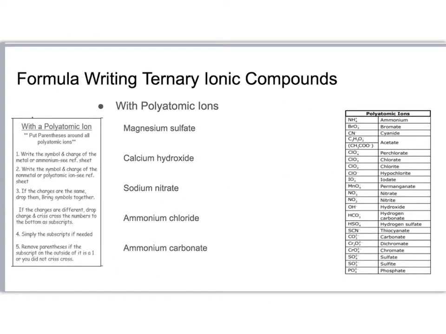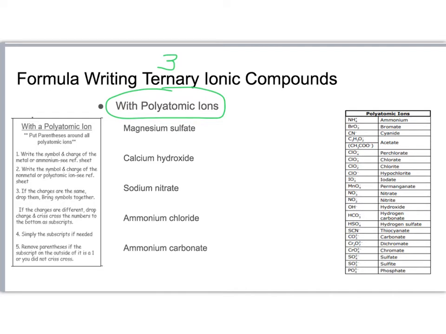The next set of compounds we will write formulas for are ternary ionic compounds. What makes these different is that there will be at least 3 element symbols in the chemical formula, which means that a new type of ion will be introduced into these formulas. They are called the polyatomic ions.